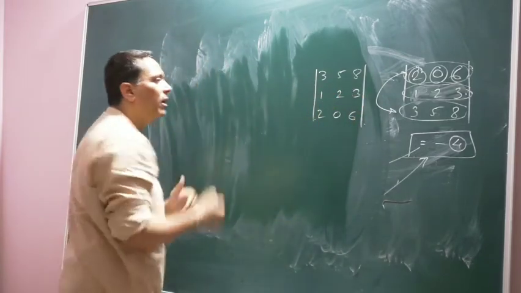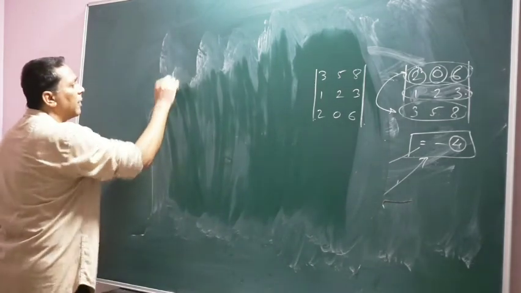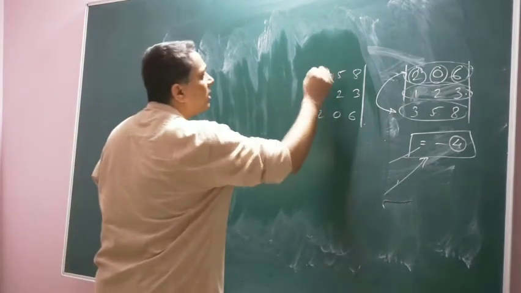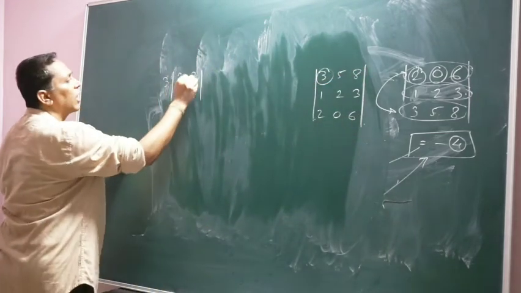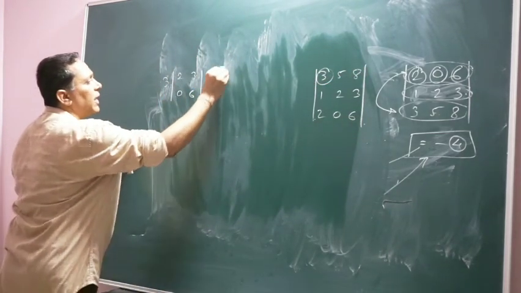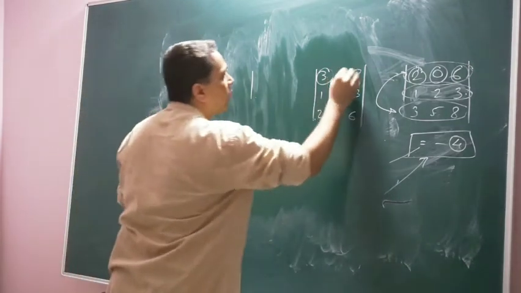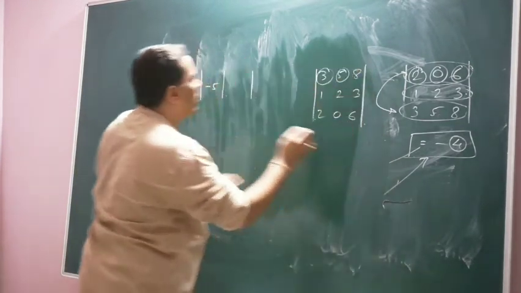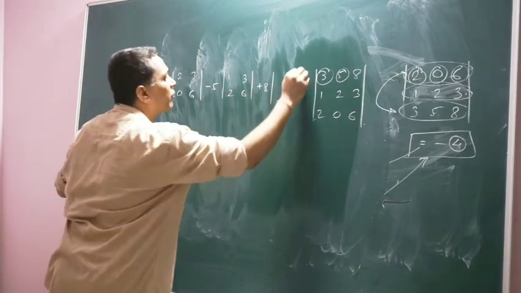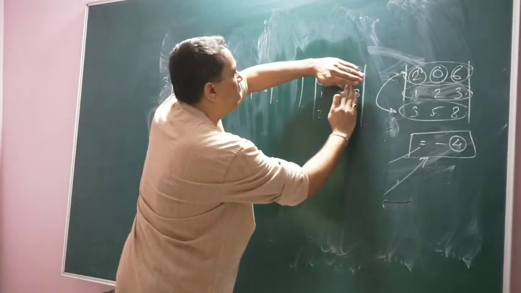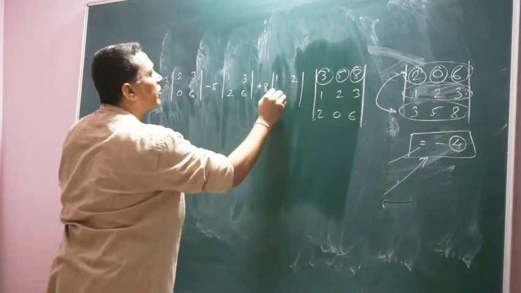Now let's find the value. Considering first row again, forget the row and column of that element, 2 3 0 6. Then always subtract the second number, forget the row and column, 1 3 2 6. Always add the third number, forget the row and column, 1 2 2 0.